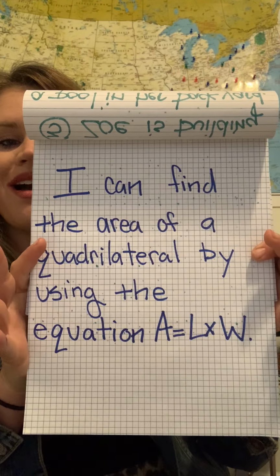Now to the math portion. What we're going to focus on today is going to be some area. I can find the area of a quadrilateral by using the equation A is equal to length times width. So this is my I can statement for today. So let's get started.